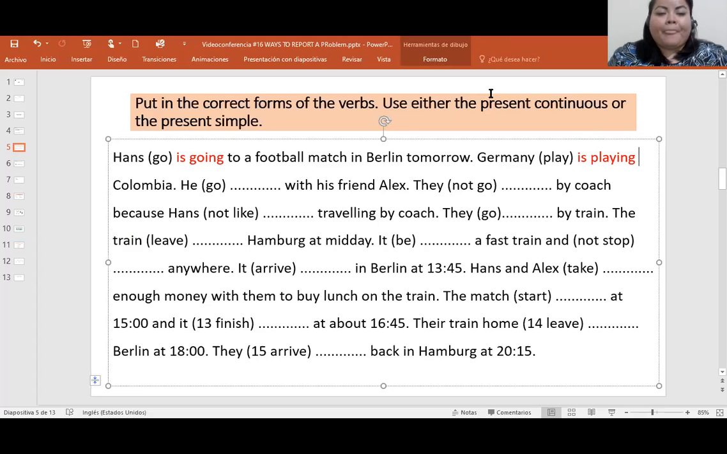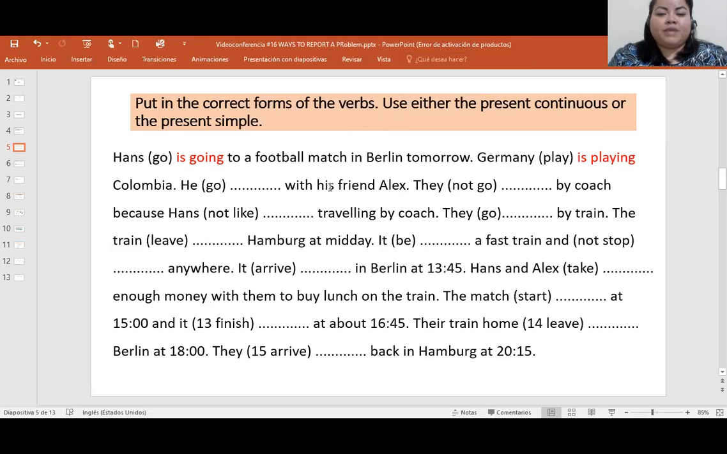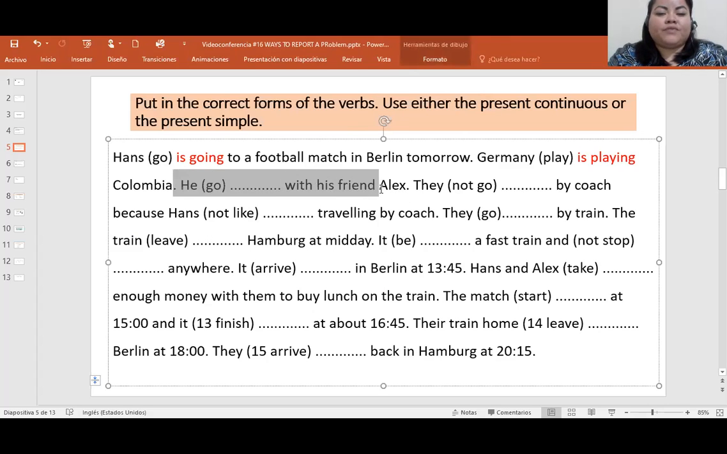Exactly. Okay. Good. Now, let's make a couple with you. He with his friend Alex. What am I using? Simple present or present progressive? Present progressive. Present progressive, because the match is tomorrow. Right? Okay, it's tomorrow. Okay, what is the form here, Sandrita?